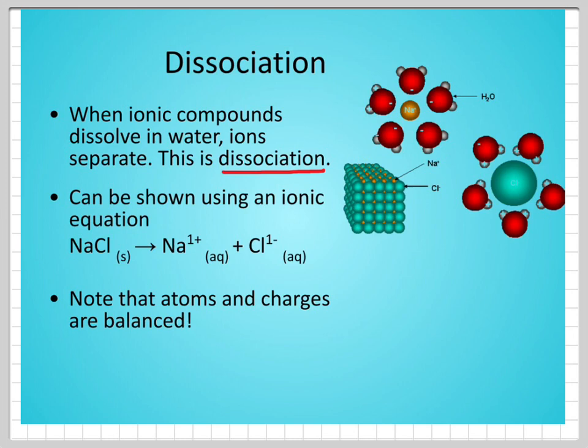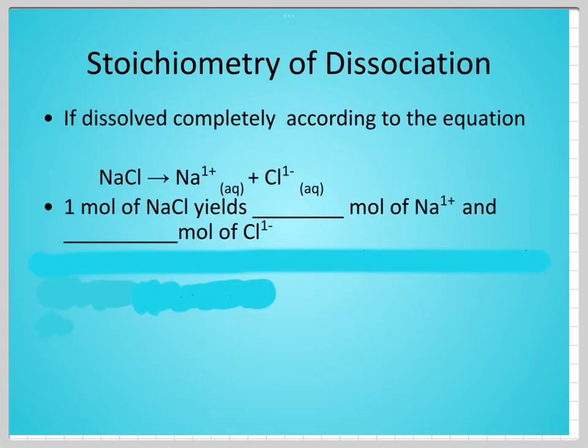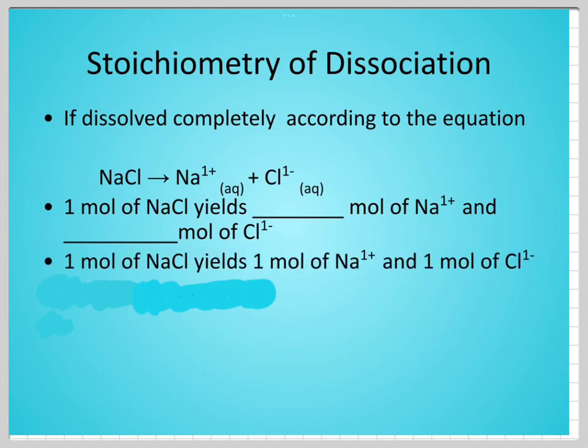Let's look at one example together, a slightly more complicated one. Okay, I lied. First, let's talk about the stoichiometry of dissociation. So if we have 1 mole of sodium chloride, how many moles of sodium ions will that yield? And how many moles of chloride ions will that yield? 1 mole of sodium chloride, once dissolved in water, yields 1 mole of sodium 1+ ions and 1 mole of chloride 1- ions. So it seems counterintuitive that a single mole of sodium chloride can yield 2 moles worth of ions, but that's the way it works.